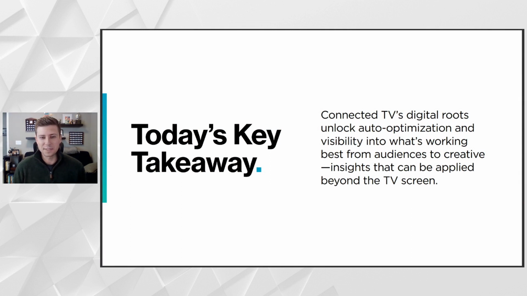Really, what we're looking for in terms of today's key takeaway is taking a look at connected TV's digital roots and how, of course, with the move towards automation in paid media, one area where a lot of new initiatives and products that have come out from different platforms has sort of lacked is visibility and transparency. We love automation, we love auto optimization for what it brings on the performance side, but there's a lot left to be desired in terms of the insights and visibility and reporting aspect of that. So we want to talk through how Mountain provides those insights, and then ultimately how you can take those learnings and apply them beyond the TV screen.